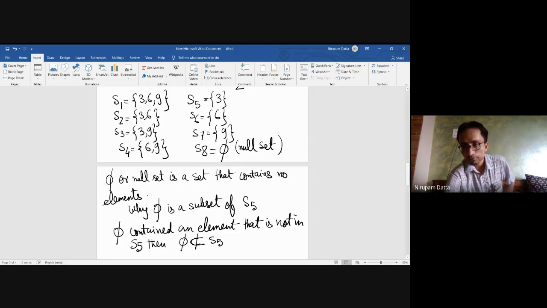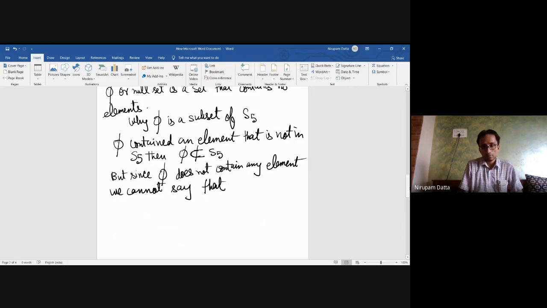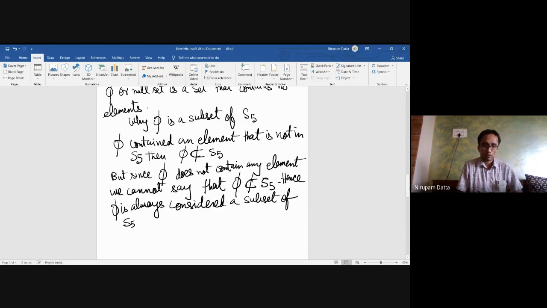Okay, but since phi or null set does not contain any element, we cannot say that phi is not a subset of S. Hence, phi is always considered a subset of S. So in case of any set, now there is a general result.